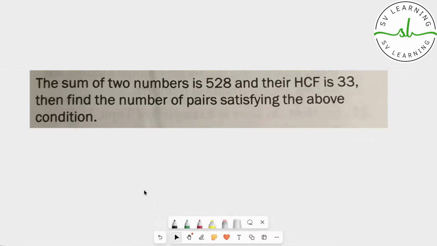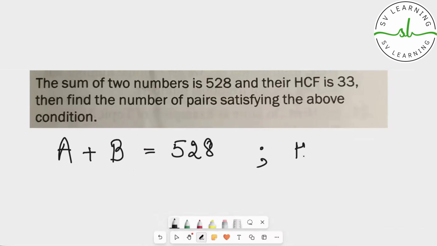Hello children, let's try to solve this question from real numbers, grade 10 mathematics. So the question says the sum of two numbers is 528. So let's say we have two numbers, capital A and capital B. The two numbers add up to 528.